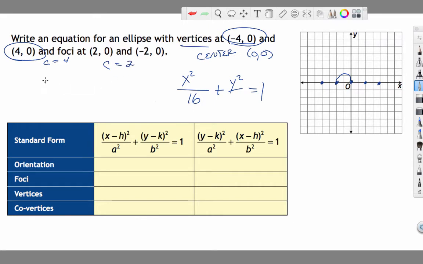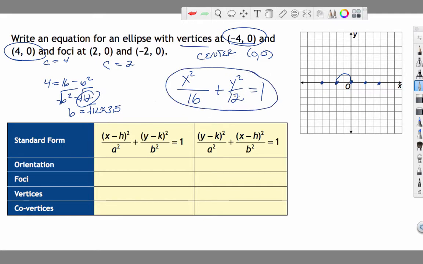And I can use the formula c squared, which becomes 4, is equal to a squared minus b squared. And when I simplify this, I get b squared is equal to 12. And if I'm looking for b, I can take the square root, and b is equal to the square root of 12, which is about 3.5. But if all I'm looking for is writing the equation, in the equation I want b squared. Well, b squared was 12.